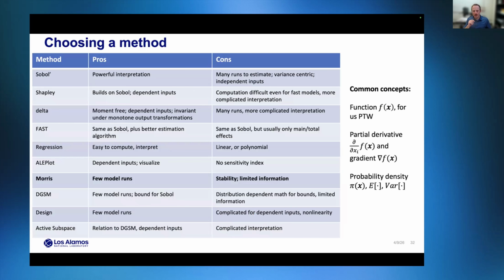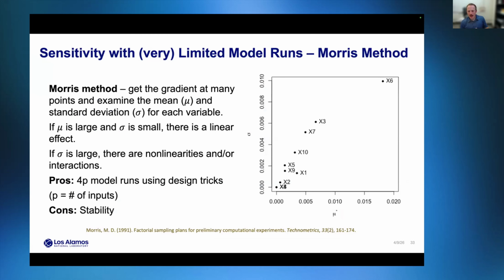Another approach, and I think I'm nearly to the end here. So the Morris method, this is from Max Morris, early 90s, and from a design of experiments standpoint, and it's a pretty neat approach. Few model runs. I'll show you what it looks like here. The idea is basically, and the derivative-based global sensitivity metric, I think, was inspired by this.